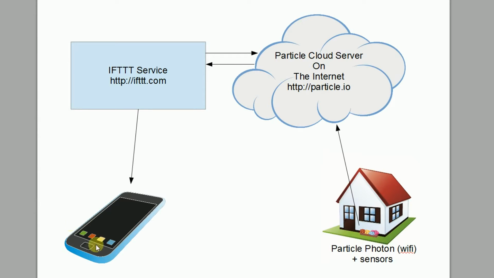If you didn't see my first tutorial, I just want to cover this system illustration for 30 seconds to show what we have. We've got our Particle Photon sitting in our house, connected with what's going to be a photoresistor to measure the light level, and we're going to be sending that data to our Particle Cloud server on the internet, talking back and forth with the If This Then That service, a separate service. I showed how to set that up in the previous video. And from there, when we hit a certain threshold or number, we're going to send that information as an alert to our phone.